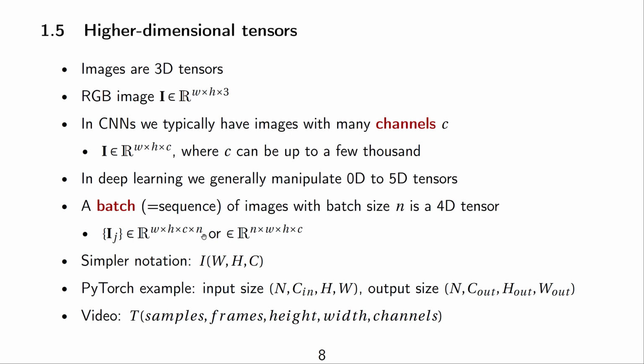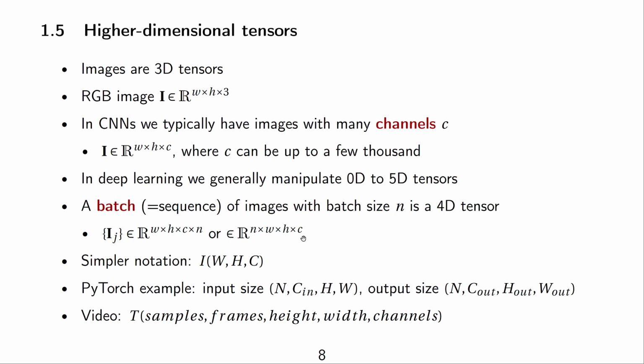Now, these tensor axes can be ordered arbitrarily. Probably most dominant in deep learning software at the moment is the convention to have the index inside the batch as the first one. So this sequence of images is an element of the tensor R to the power of n × width × height × number of channels.